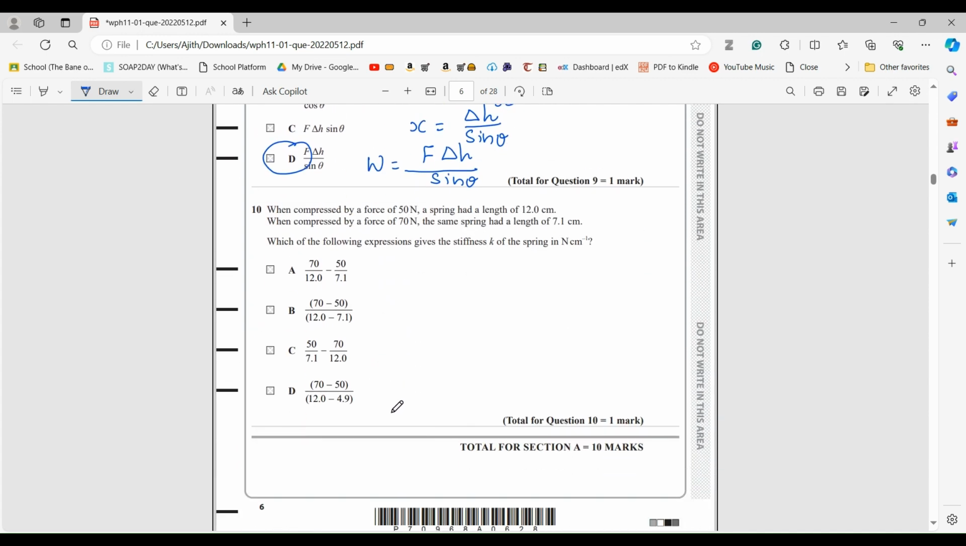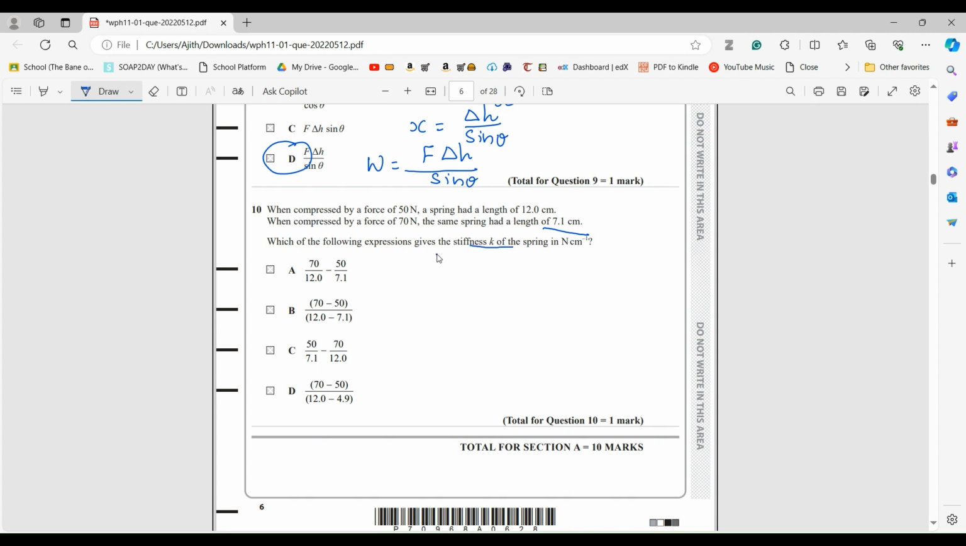Question number 10. When compressed by a force of 50 Newton, a spring had a length of 12 centimeters. When compressed by a force of 70 Newton, the same spring had a length of 7.1 centimeters. Which of the following expressions gives the stiffness k?